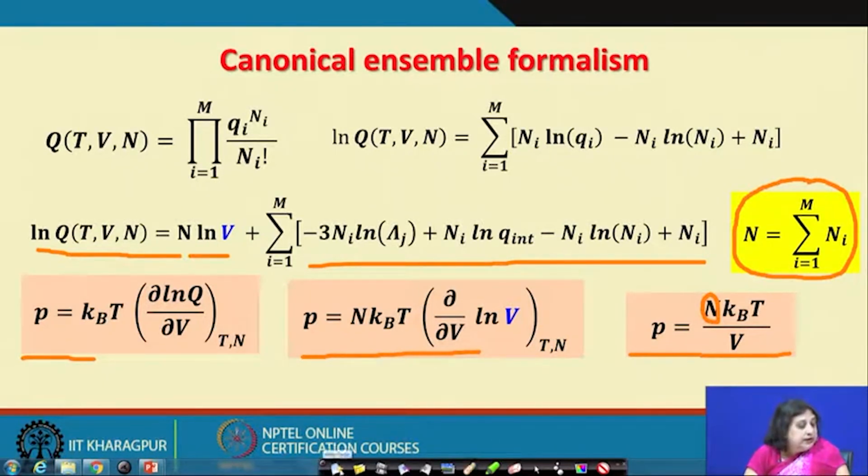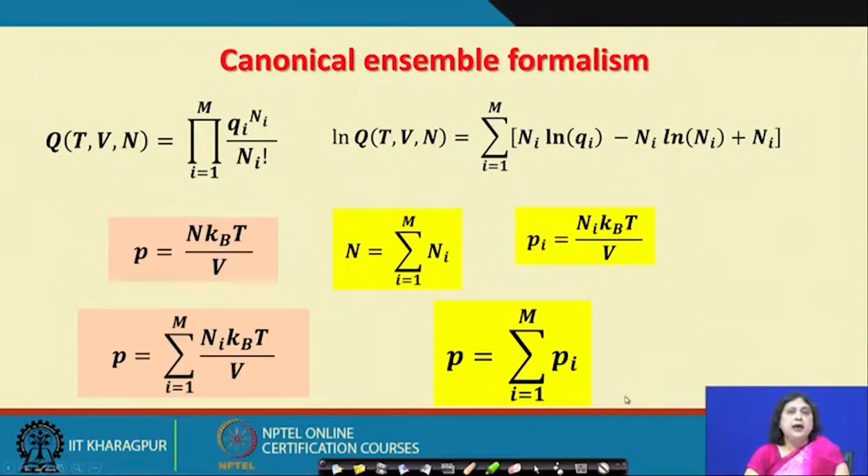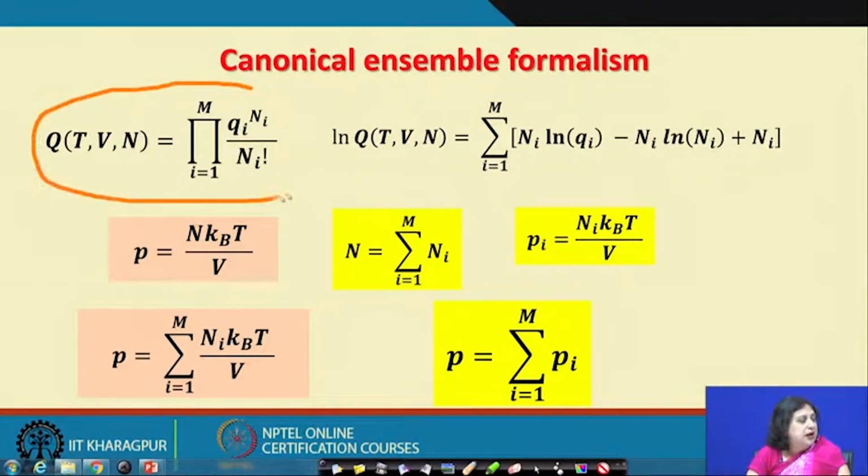Once I understand this, I have achieved the following. I started by saying that this is an ideal gas mixture with M different types of particles, therefore I could write the canonical partition function like this, and then I derived the total pressure of this ideal gas mixture as this, where N is nothing but this quantity. So, let us put this back in this expression, and this is what you are going to get.